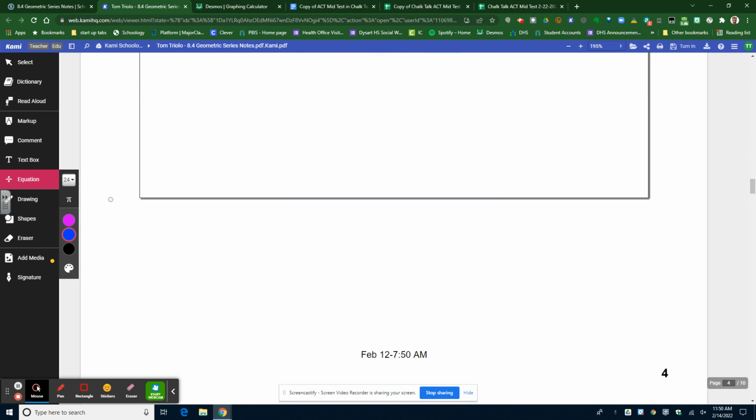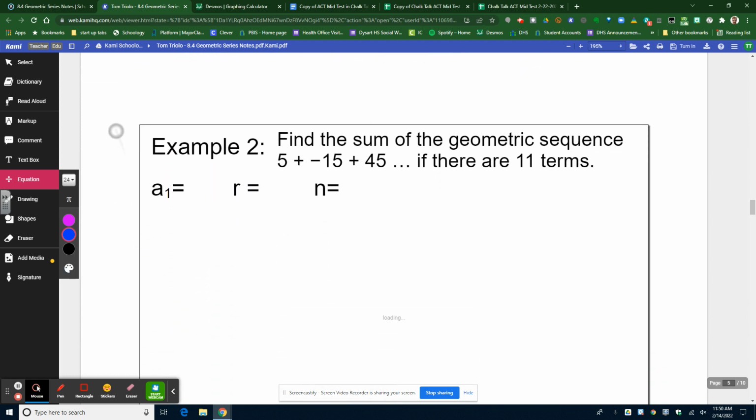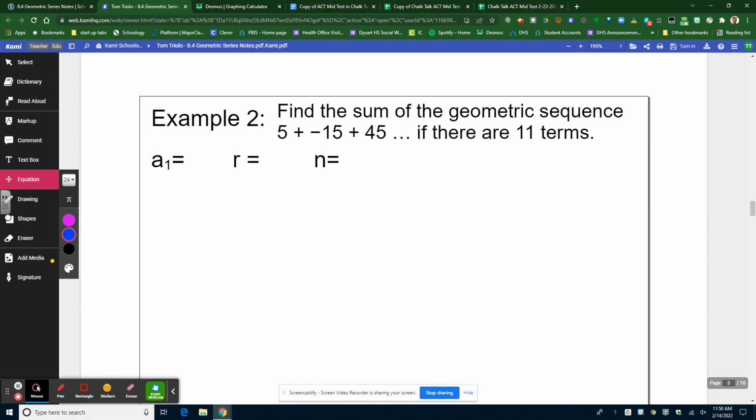All right. Sorry, we started with example 2. This one's easier anyway. Okay, so there are 11 terms. First one is 5. R is the negative 15 divided by positive 5, and that is negative 3. I'm going to go a little quicker on this one. This one's 11. I'm going to go straight to the sum formula on this one.